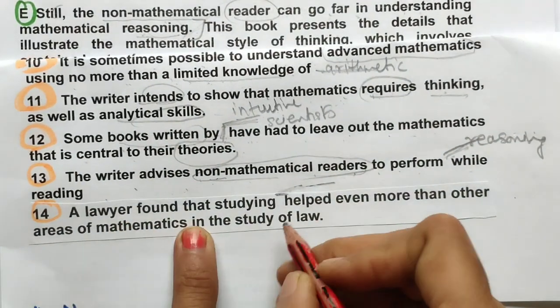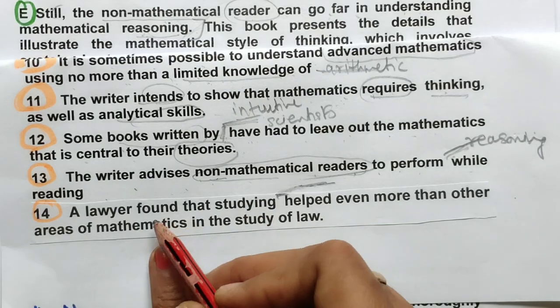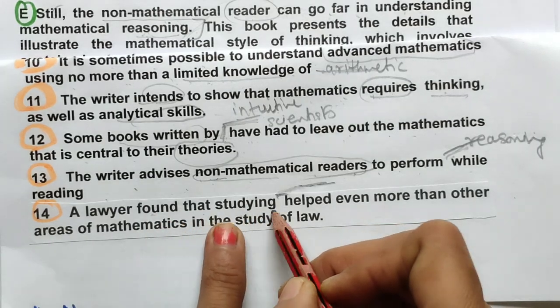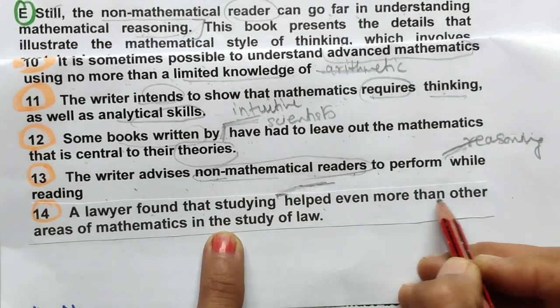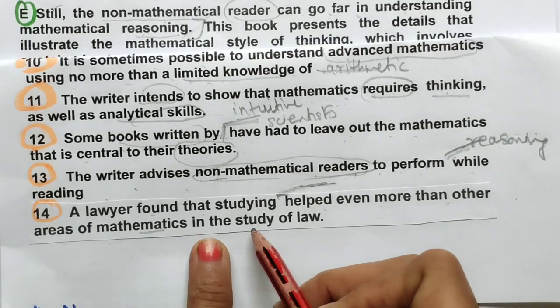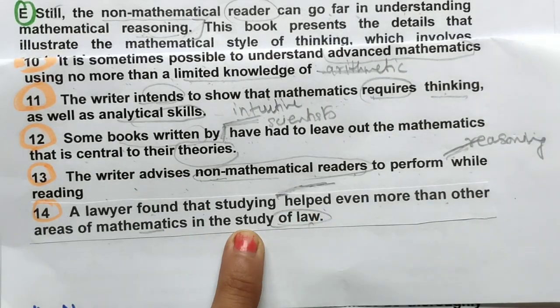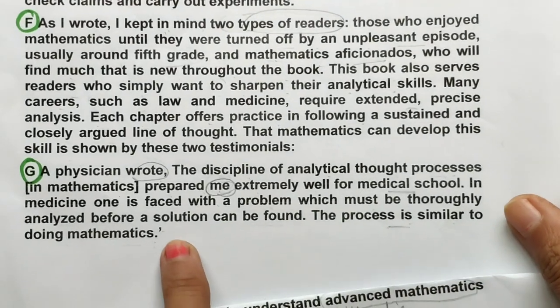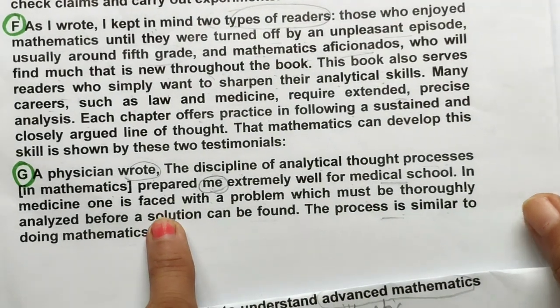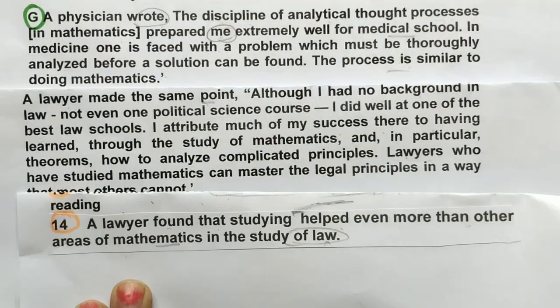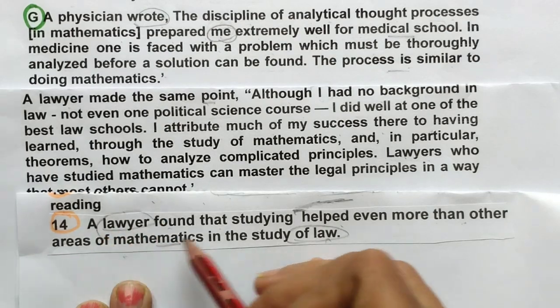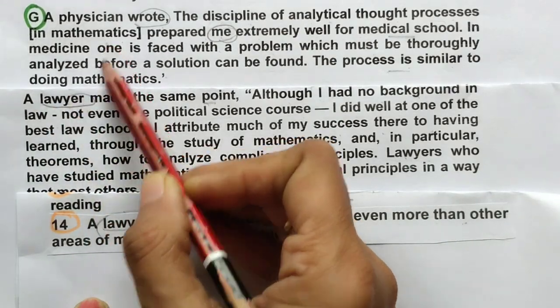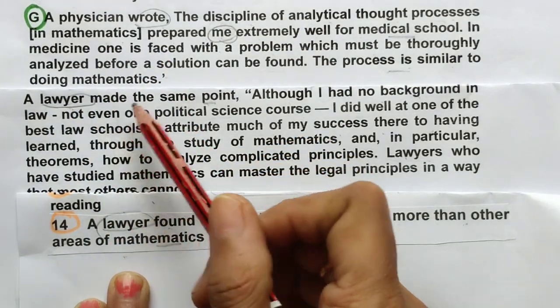Non-mathematical reader. Next is: a lawyer found that studying blank helped even more than other areas of mathematics in the study of law. So a lawyer kind of thing was in the last paragraph, we know it. I will show you the last paragraph. So this is the 14th question. We are looking for lawyer. The word lawyer we can see in this last paragraph. This is the remaining part of this last paragraph.